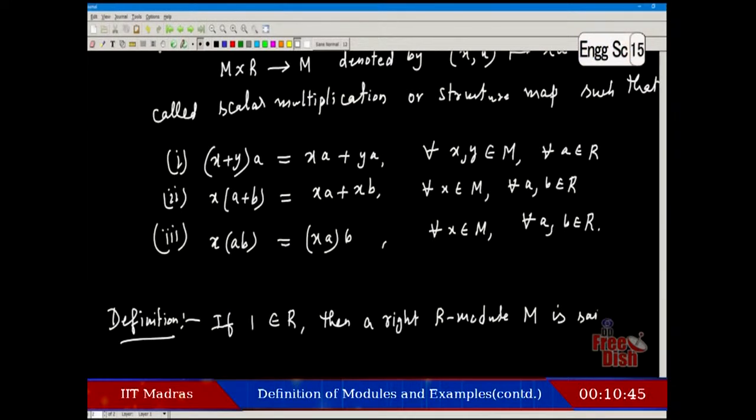is said to be unitary if x times 1 is equal to x, for all x belonging to M.